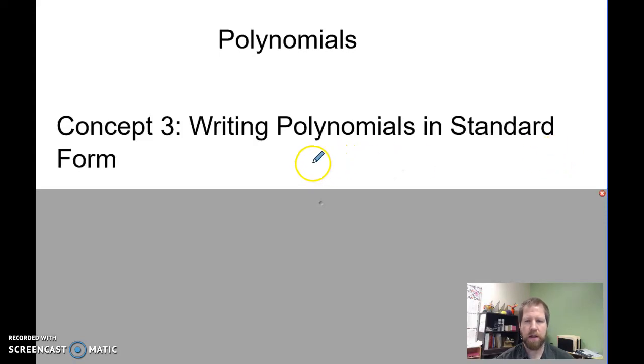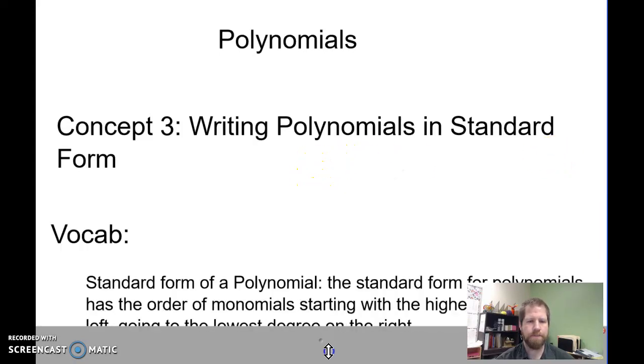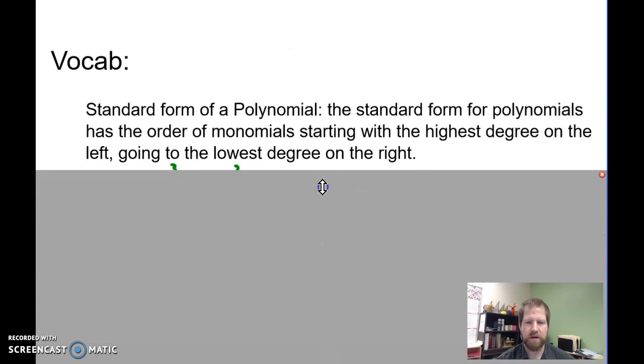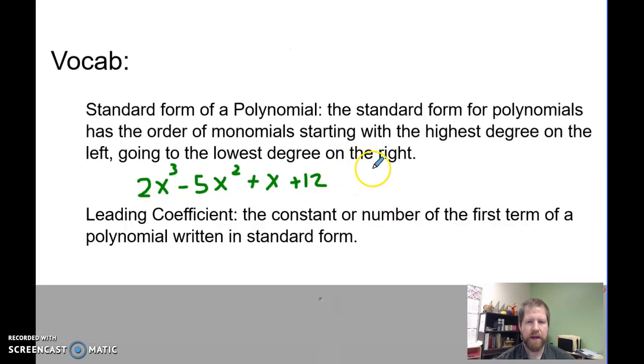Concept 3, writing polynomials in standard form. Standard form for a polynomial has the largest degree term, or the largest degree monomial, on the left-hand side, and it descends from there. So we've got 2x to the 3, a third degree term, all the way to the left, minus 5x squared, second degree, first degree, and then 0 degree. It just goes largest to smallest in terms of degree.